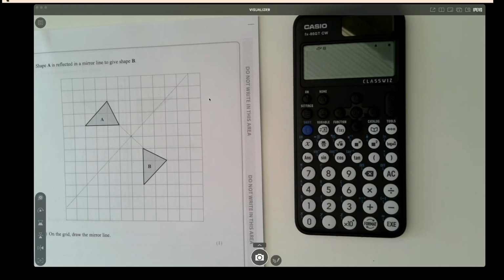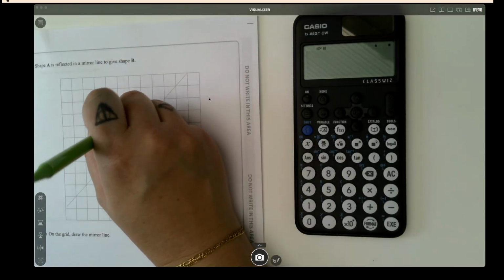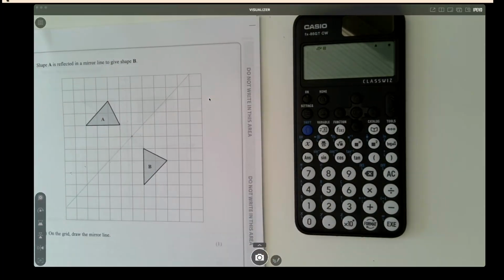And what I'm just going to do is remove those two lines so they don't get confused, by which I think my mirror line is.